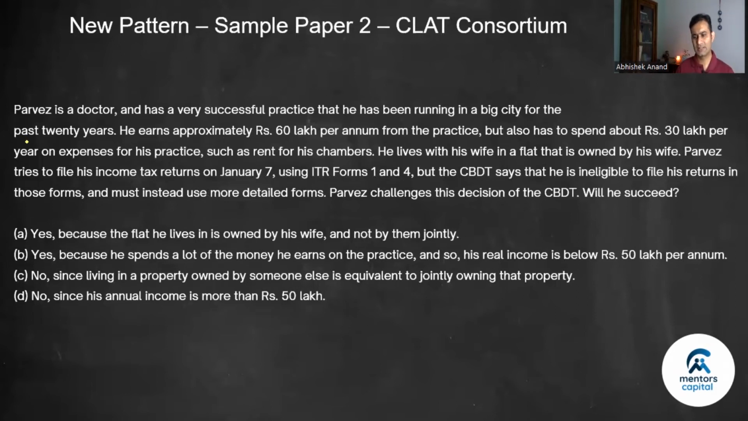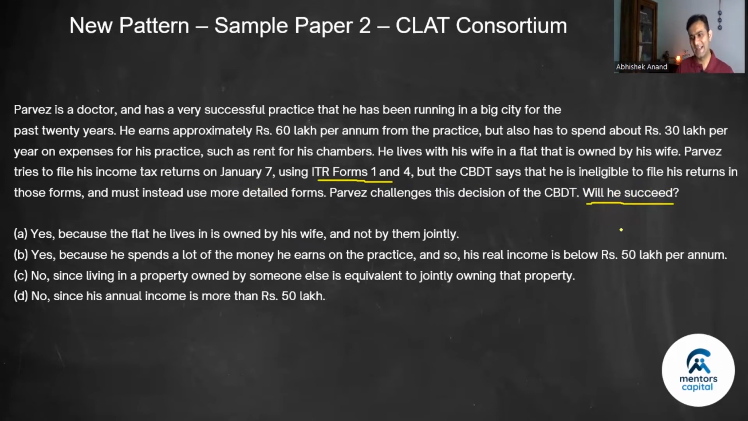So again, here in this question also, a factual scenario is given to you or a caselet is given to you. All right. So look at this one. And here also you are expected to make a decision, which is, will he succeed? So basically, he wants to file his income returns using ITR form 1 and 4, right? But the CBDT says that he is ineligible to file his returns in these forms, and he has to fill in using more detailed forms. So will he succeed? You have to make a decision.